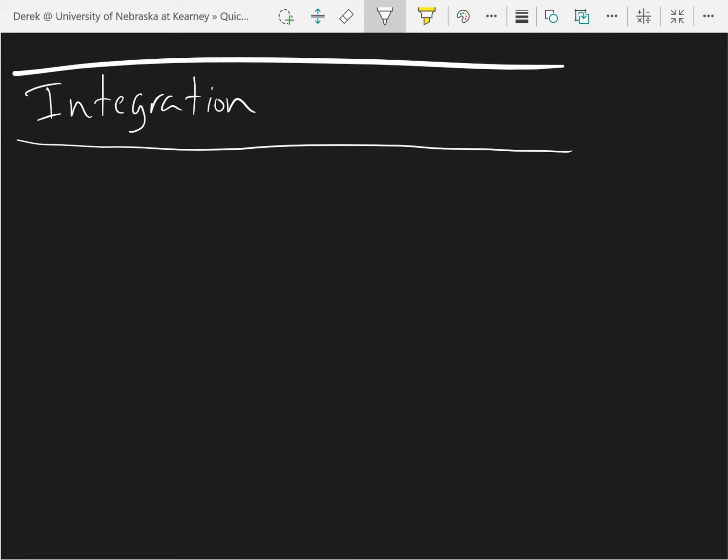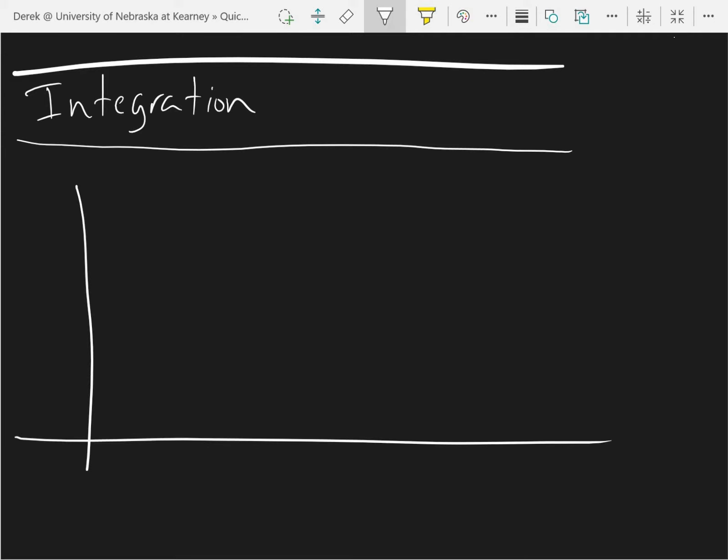Okay, let's talk about integration. Integration we're going to start out by defining as the area under a curve, and to do that we're going to need to talk about partitions. Let me draw a picture first and we'll talk about what's going on with this picture.